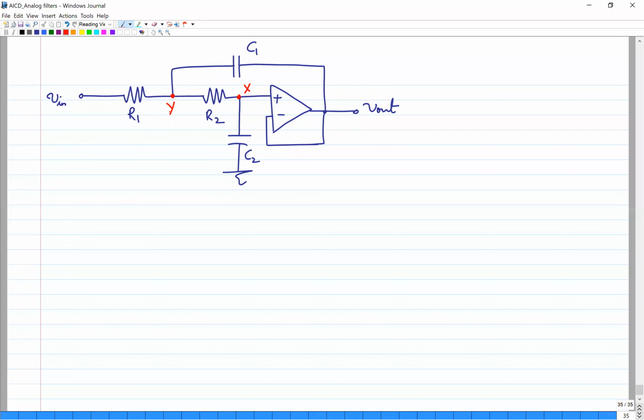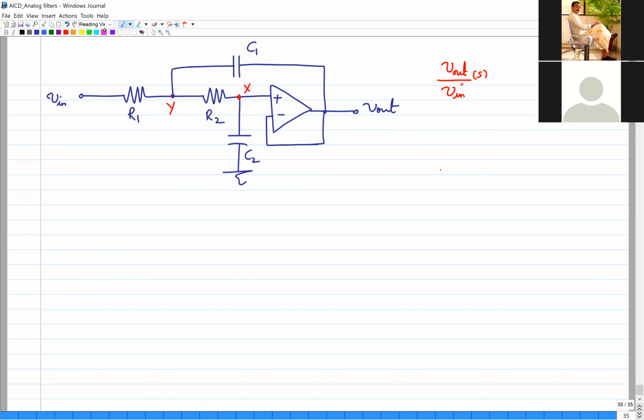One thing is very clear: the op amp is a unity gain follower. So I can definitely write V out is equal to Vx. Basically, what I want is to write an expression for V out by V in of S, and verify whether you have a second order term in the denominator. Let us analyze that. If I look at the current flowing through R2, what is that current?